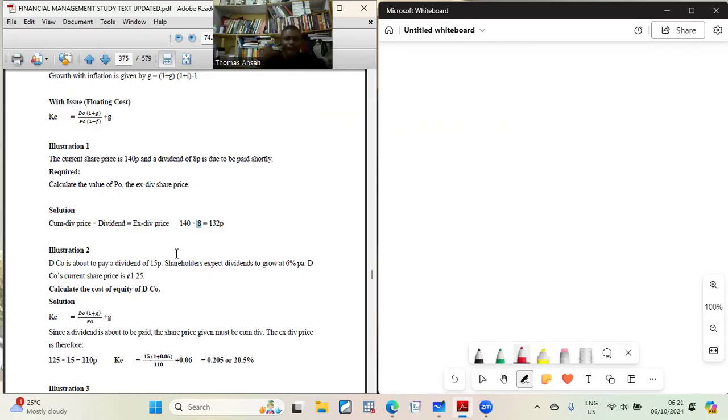But if a dividend is about to be paid, then we need to subtract it from the share price, because like we said, we need the ex-div price. Very, very important.